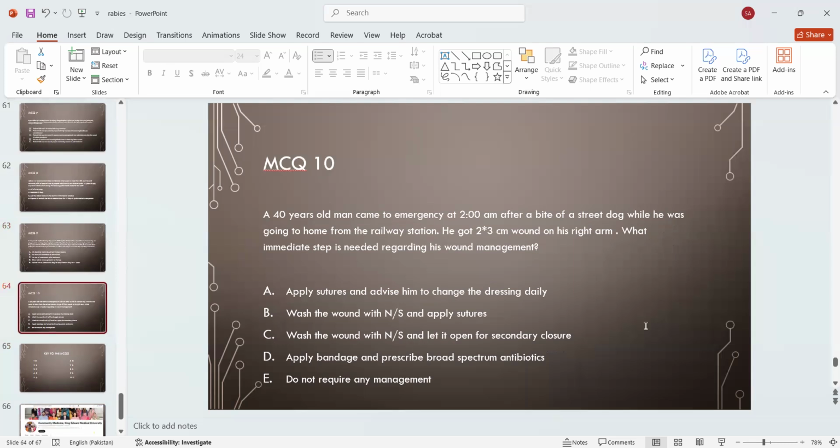MCQ number 10. A 40-year-old man came to emergency at 2 a.m. after a bite of a street dog while he was going home from the railway station. He got a 2 by 3 centimeter wound on his right arm. What immediate step is needed regarding his wound management?